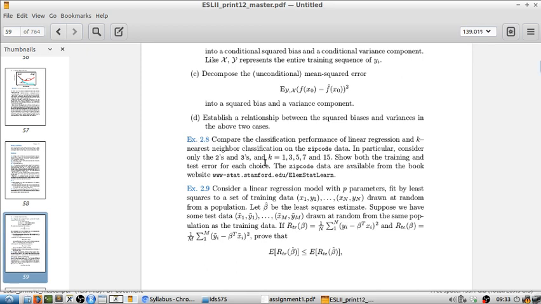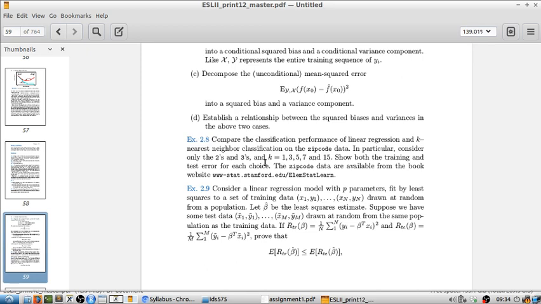Here they're saying, in particular, consider only the 2s and the 3s. Zip code data is all about images, a 16x16 image. In the training data, the first number is the digit itself, which is represented by the 16x16 image. That's how the training data looks. The training data actually has all the numbers, 0, 1, 2, 3, all the way to 9.